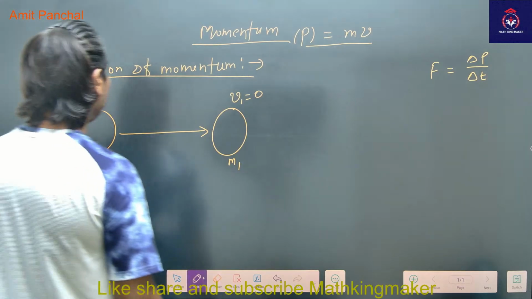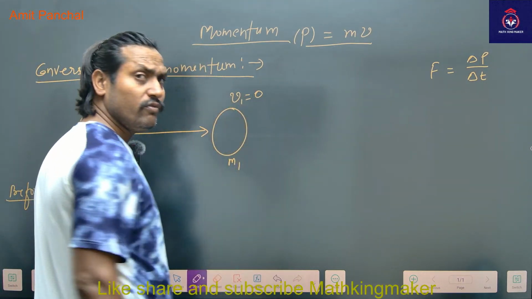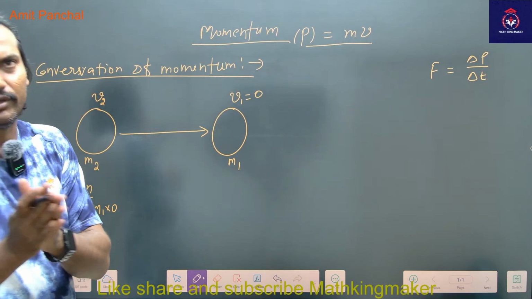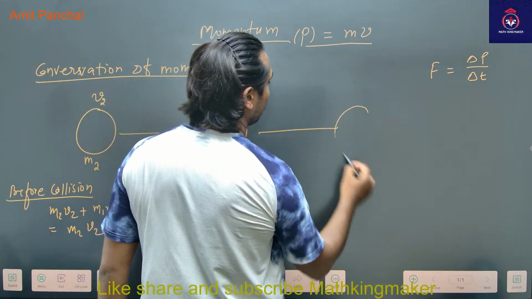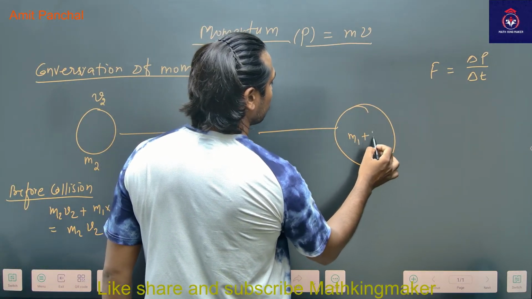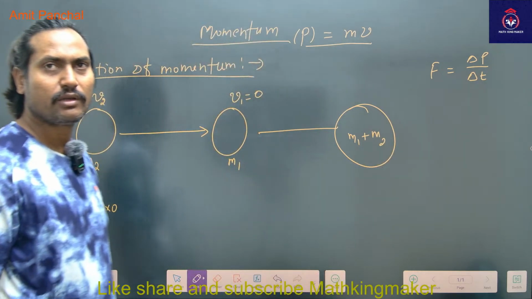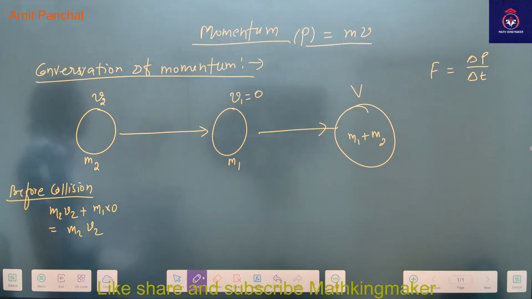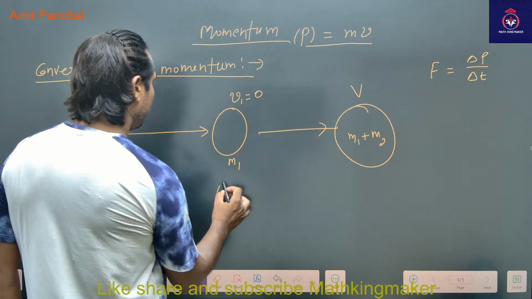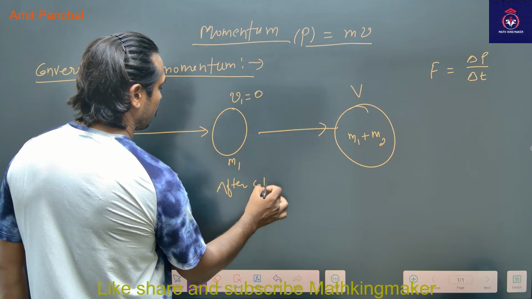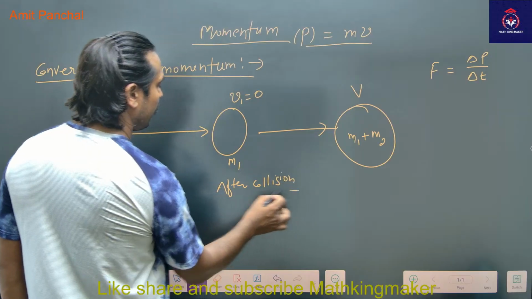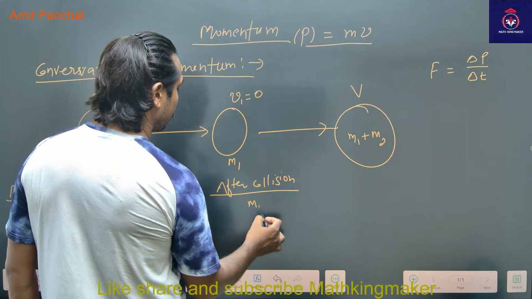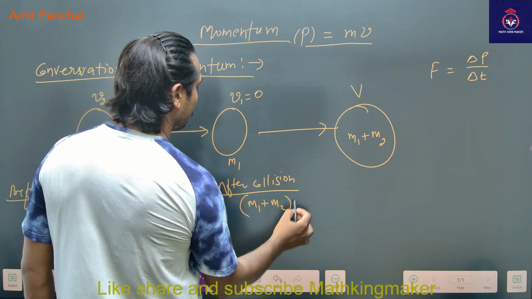And let us say after collision, both will move as a single body. If they are moving as a single body, that becomes m1 plus m2, isn't it? And let us say it is moving with the velocity v. So, what is the momentum after collision? It will be m1 plus m2 into v.